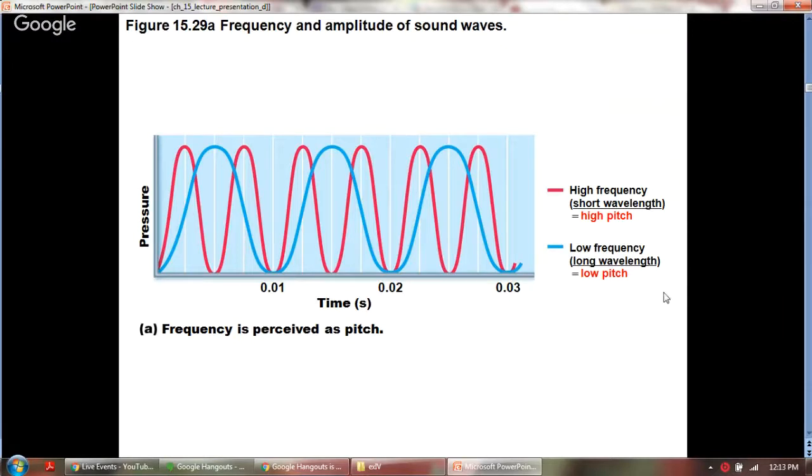Here it shows the high frequency sounds, which have the shorter wavelength, shown in red. If you take one second, you would see 3 waves, 3 crests, in one low frequency wave. The low frequency is the long wavelength, which is the low pitch.